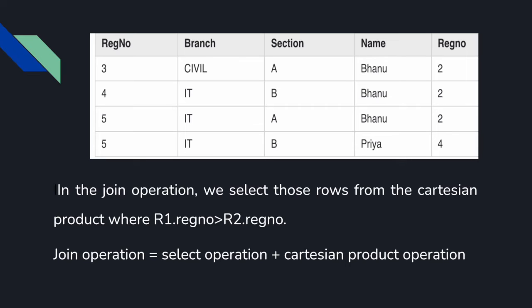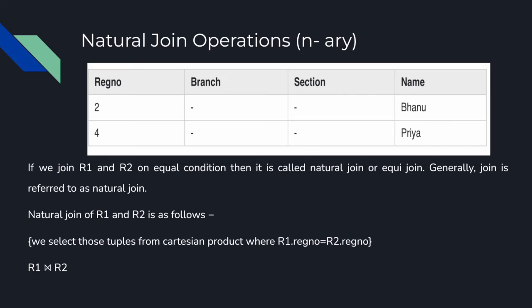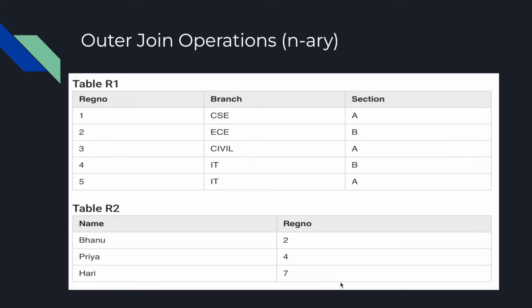In the join operation, we select those rows from the Cartesian product where R1 registration number is greater than R2 registration number. Join operation is equal to selection operation plus Cartesian product operation. In natural join, if we join R1 and R2 on an equal condition, then it is called natural join or equi-join. Generally, join is referred to as natural join. Natural join of R1 and R2 is as follows. We select those tuples from the Cartesian product where R1 registration number is equal to R2 registration number, so R1 join R2.